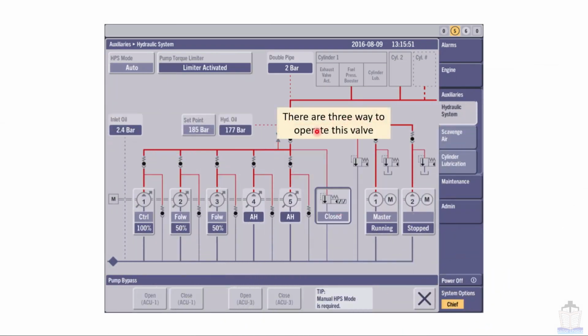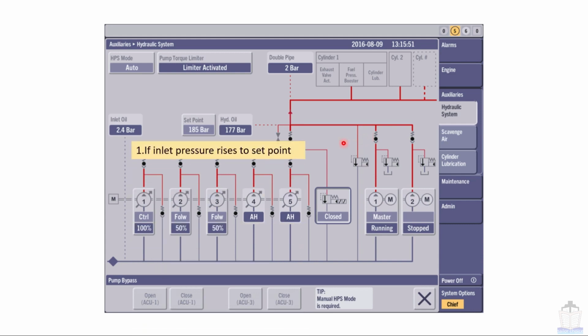There are three ways to operate this valve. First one is if inlet pressure rises to set point. If the hydraulic pressure in this line rises to its set point, then it will lift this poppet and it will connect to the drain, and by doing so hydraulic pressure will become zero.